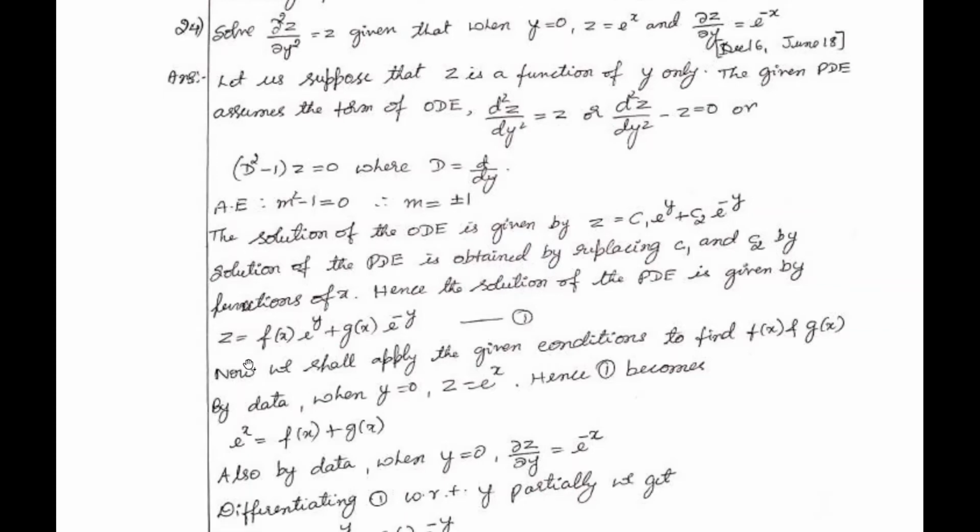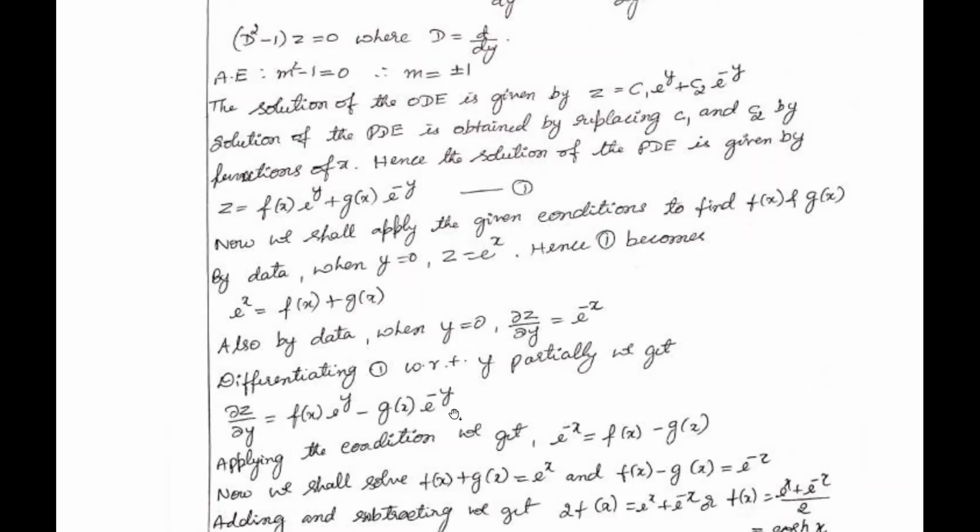Now we have to apply the second condition. The second condition is dou z by dou y equal to e power minus x when y equal to 0. So we have z over here. We partial differentiate z with respect to y. So differentiating, we get dou z by dou y equal to f of x into e power y, because differentiation of e power y is e power y, plus g of x into differentiation of e power minus y. It will be minus e power minus y.